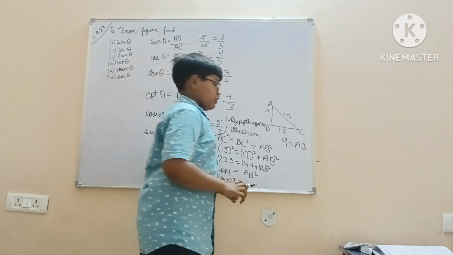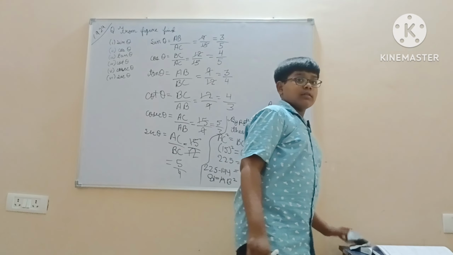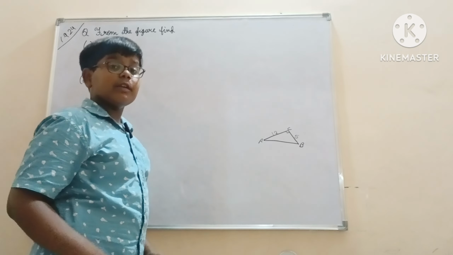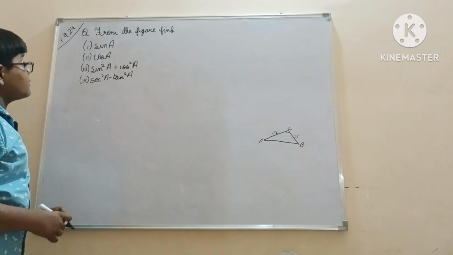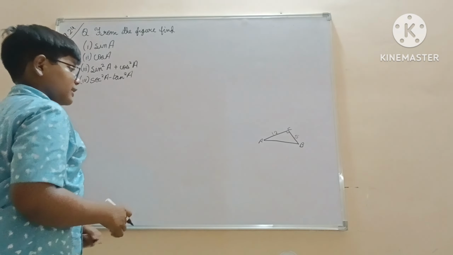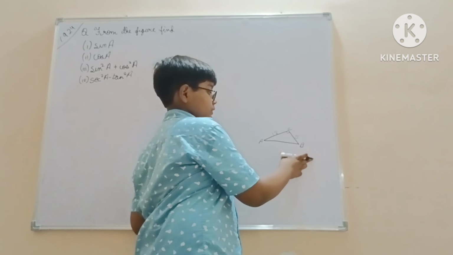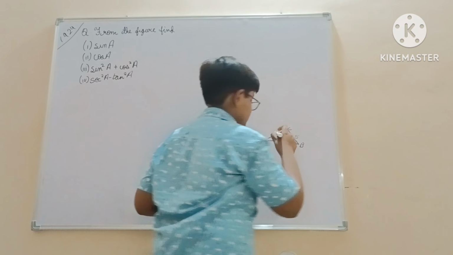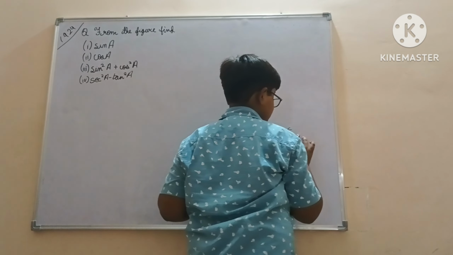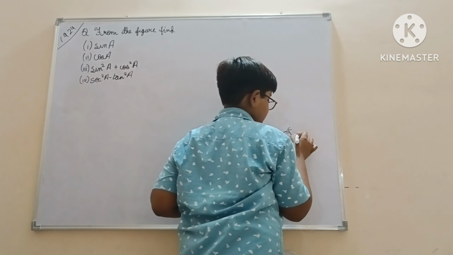Now we are moving towards our next question, which states: from the figure find these trigonometrical ratios. This is our figure given, and its values are 12 and 5.